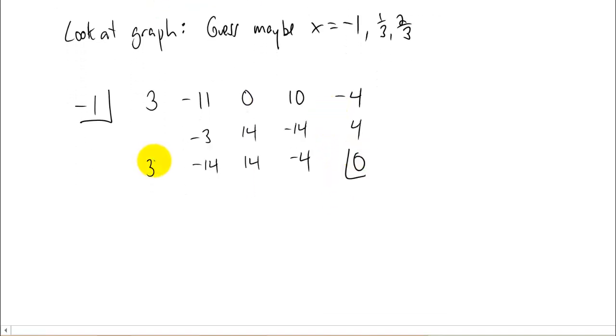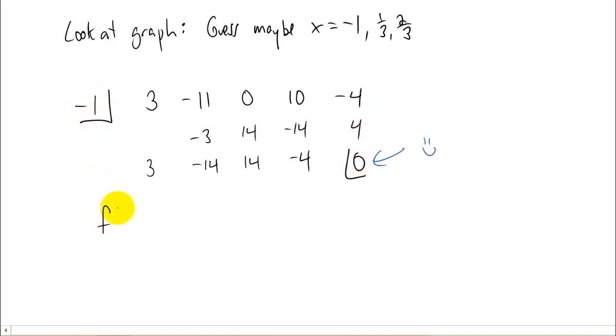When you do the synthetic division problem, you get a 0 remainder. And that 0 remainder means that x equals negative 1 is in fact a 0 of our original function. And that's great. That's what we were trying to find. We confirmed that x equals negative 1 is a 0 of our function.